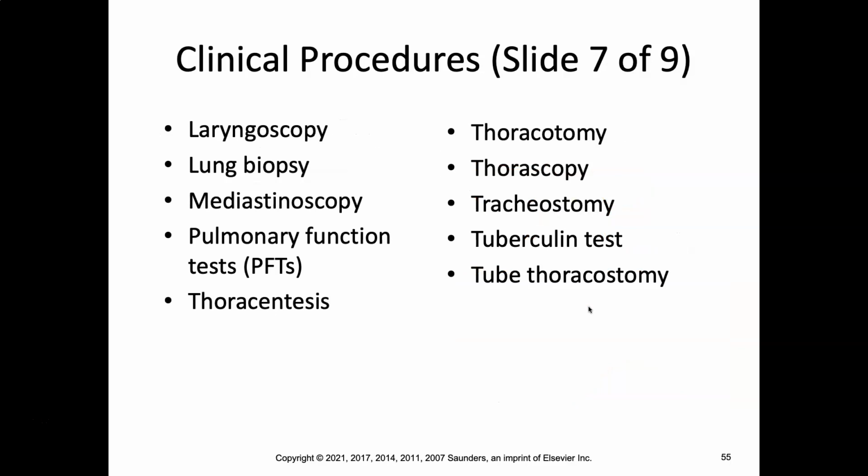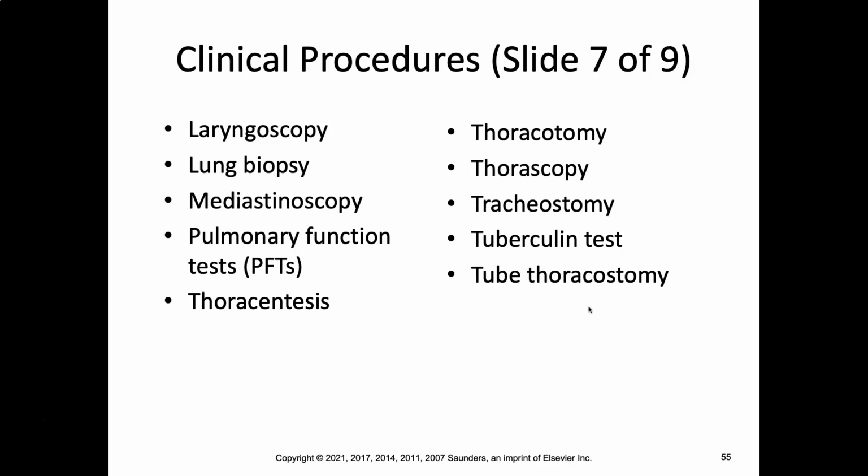So laryngoscopies are done, lung biopsies, mediastinoscopies, pulmonary function tests are very common to see how someone is breathing, if they have issues with that. Thoracentesis, I'm sorry, let me go back to PFTs or pulmonary function tests. They can also see if somebody's not able to inhale completely or exhale completely, or if their lung capacity is somehow minimized. And then thoracentesis is going in and pulling out some of the fluid around the lung. Thoracotomy is making an incision in there. Thoracoscopy, you've got that scoping going on again.